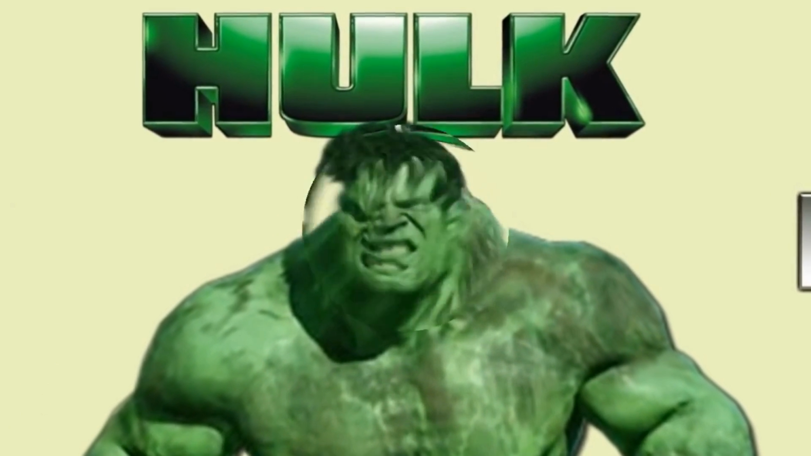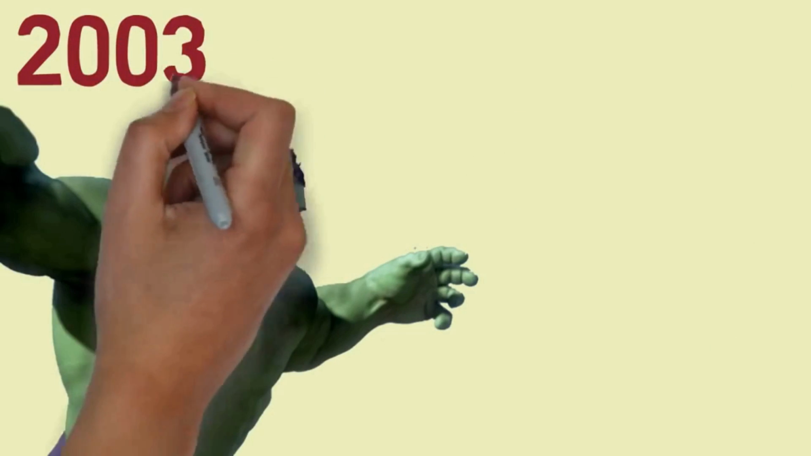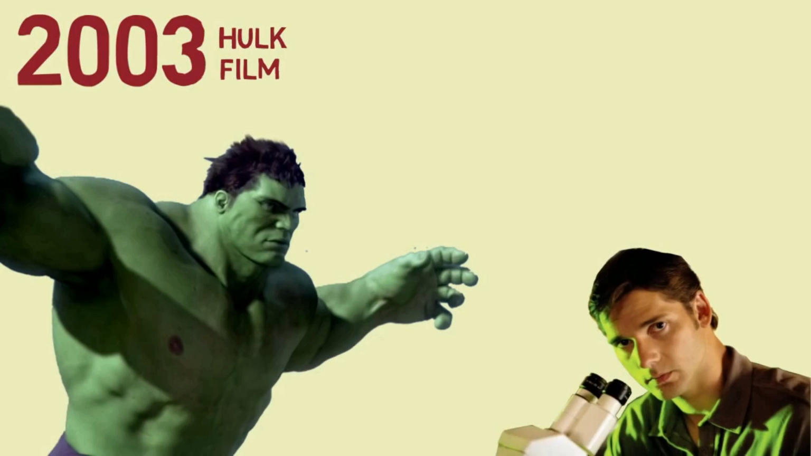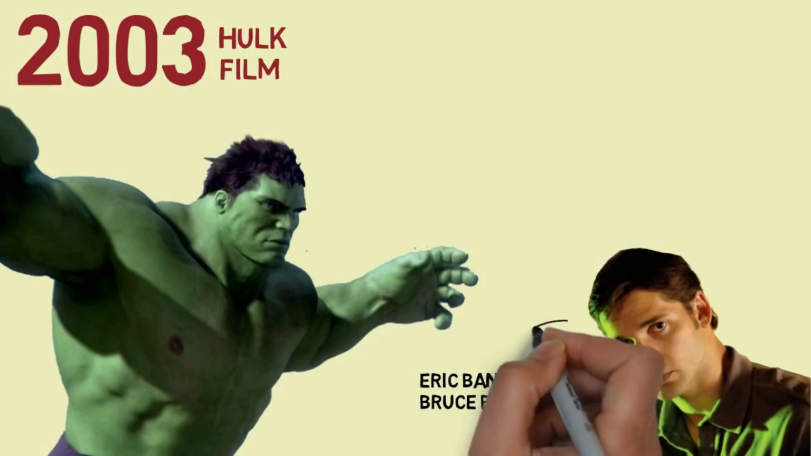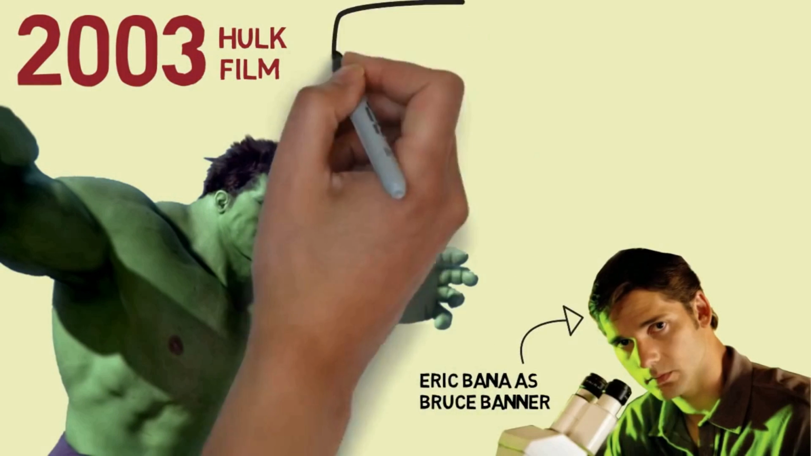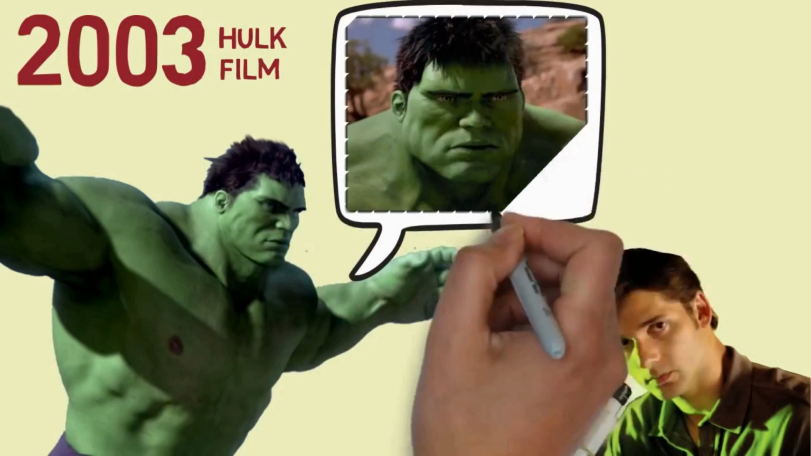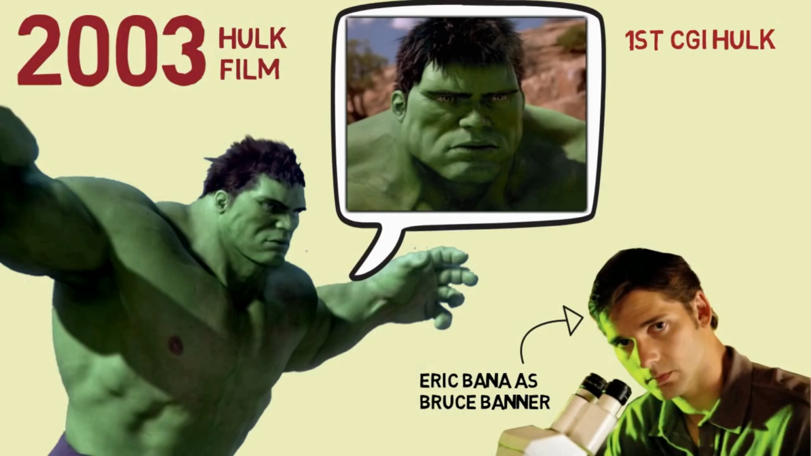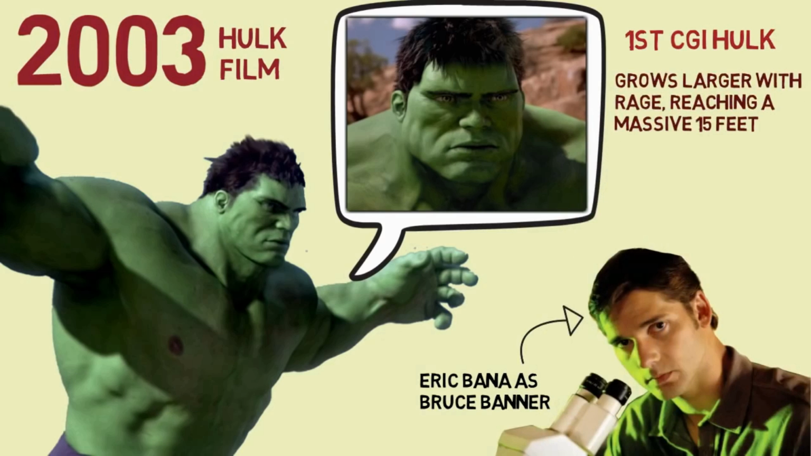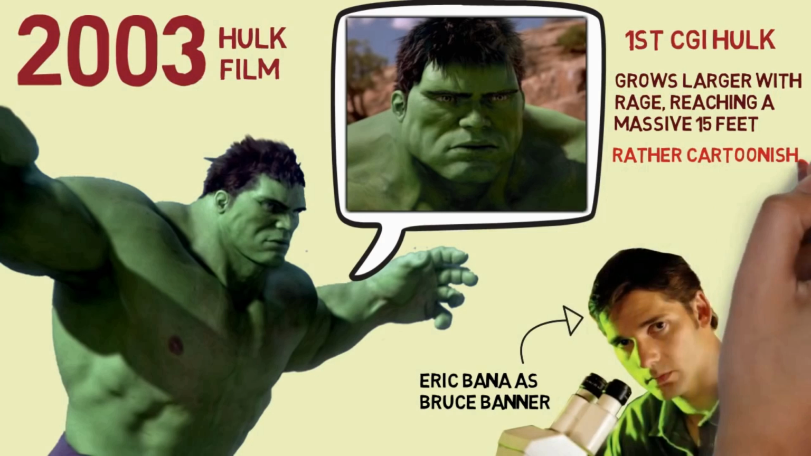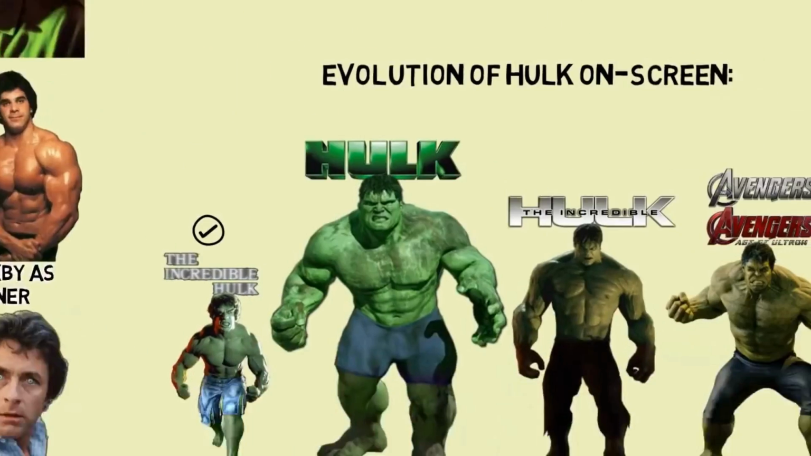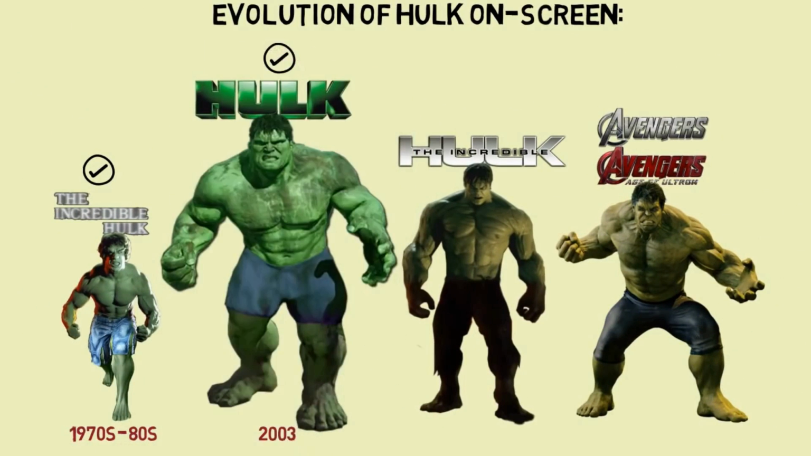So we go to the second one, the Hulk movie that came out in 2003, directed by Ang Lee. So this version is the first computer-generated Hulk. Bruce Banner was played by Eric Banner. It's funny how they both have surnames that are close to each other. So this Hulk was overly saturated. He seemed really green and had the ability to grow larger the angrier he gets, reaching a whopping 15 feet height. So we are done with the 2003 Hulk.